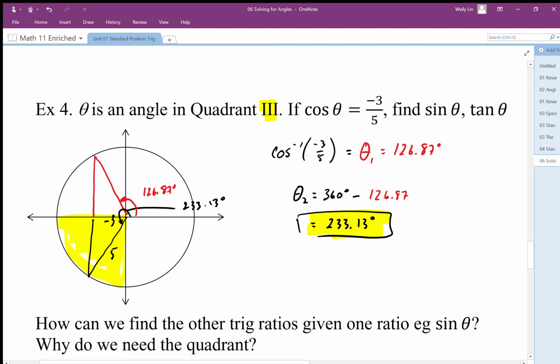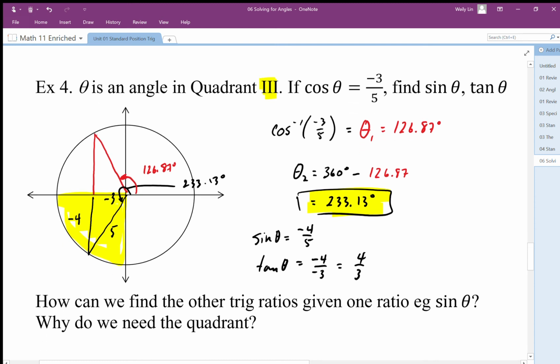So once I found that out, I'm going to find my sine and tan for that particular position. In this case, the position is down. So when I use Pythagoras, I'm going down 4. So my sine ratio is going to be negative 4/5. My tan ratio is going to be positive slope. It's going to be negative 4/3 over negative... which is positive 4/3.